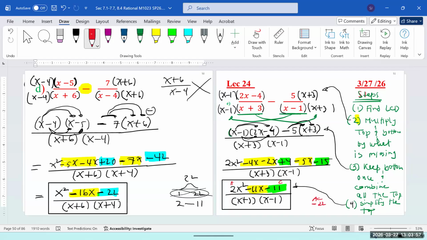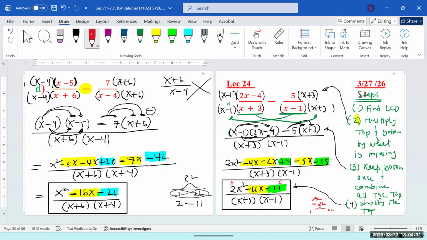Can you explain how you got the lowest common denominator again? Let me finish AC and then I'll tell you. Okay. So the AC, multiply A with the C, 2 times negative 11, I get negative 22. What factors do we get for negative 22? One of them is definitely 1 and 22, right? If we add them, what do you get? 23. If we subtract them, we get 21. But what are we looking for in the middle?